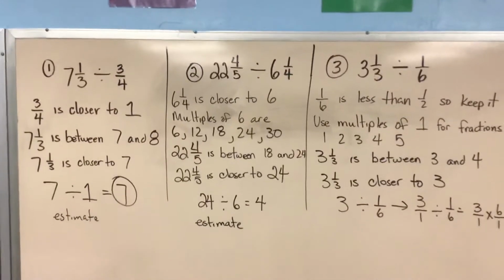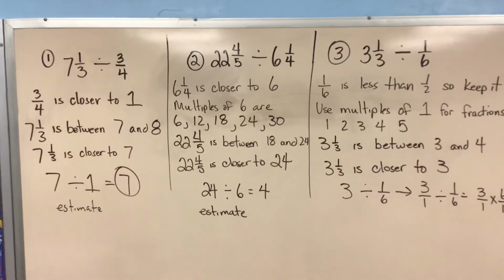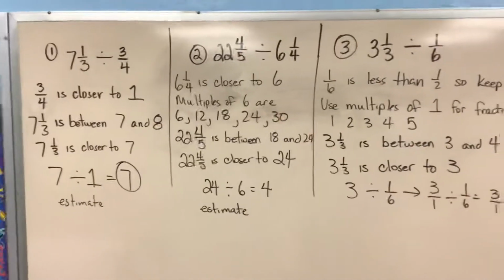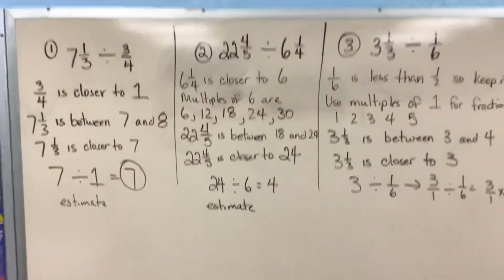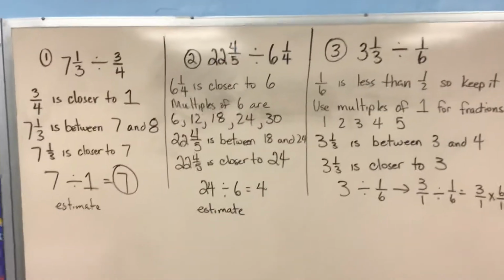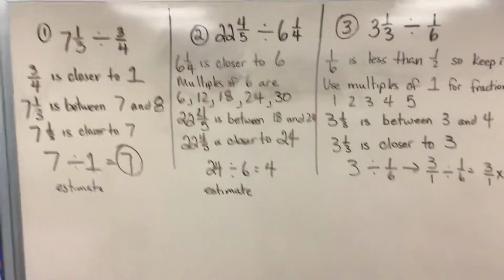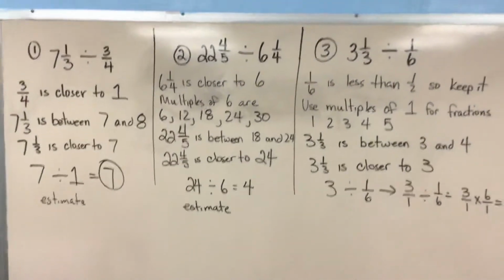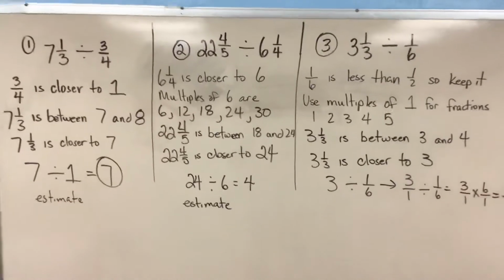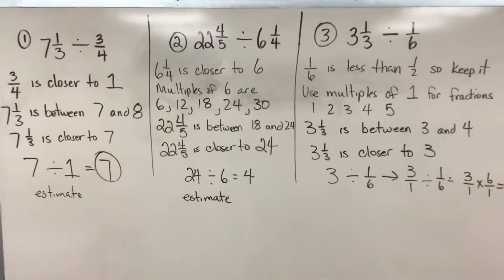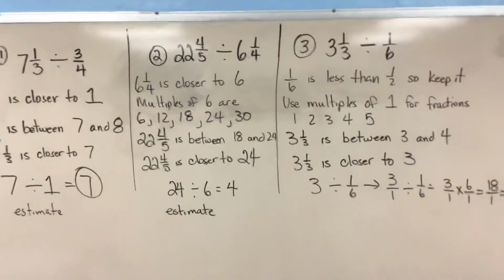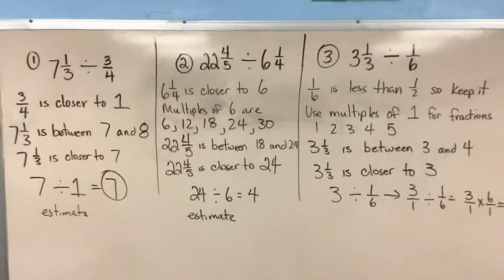Next, I'll look at the multiples of 6. Multiples of 6 are 6, 12, 18, 24, and 30. So I look at 22 4/5, and I know it's between 18 and 24. It's closer to 24, so I'm going to use 24. So when I rewrite my problem, it's 24 divided by 6 equals 4. So my estimate for this problem would be 4.